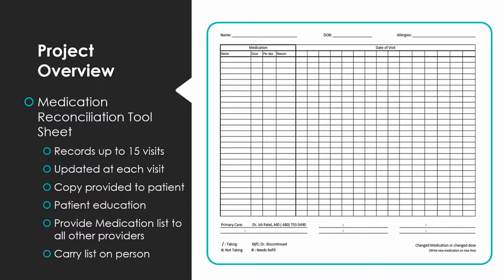The tool sheet is designed to be used during every office visit for a total of up to 15 visits. Additionally, patients receive a copy of the updated medication list after each visit and are provided with education on the importance of accurate medication management, sharing the list with other healthcare providers, and keeping the copy of their medication list in their wallet or purse.